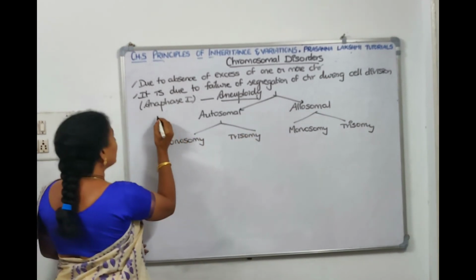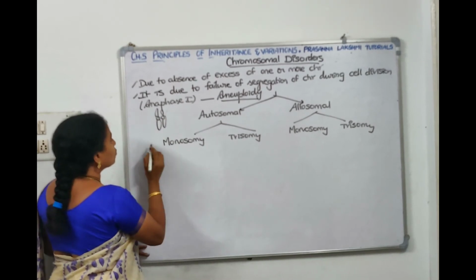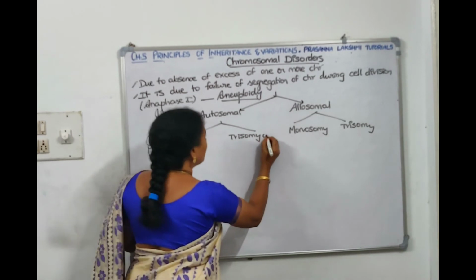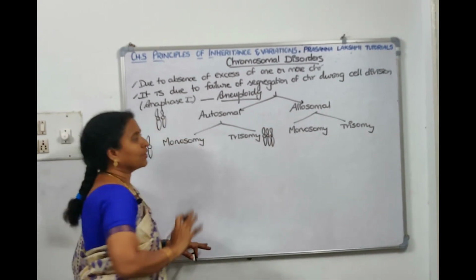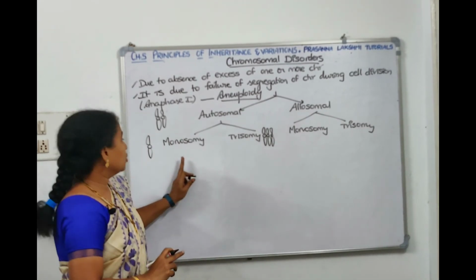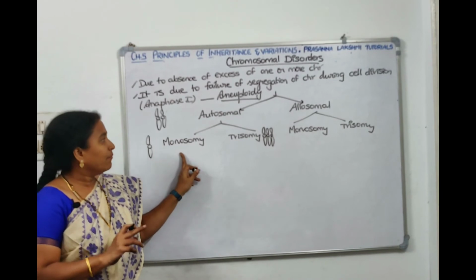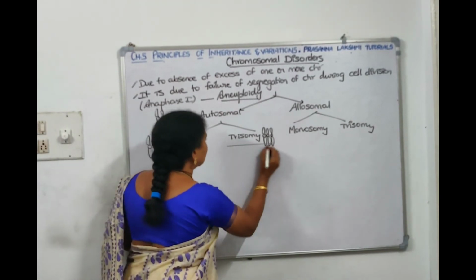Normal condition is like this, disomy. In monosomy, one chromosome is missing. In trisomy, 1, 2, 3 will be there. That is trisomy. Addition here, deletion here. Monosomy of autosomal, they did not mention. Coming to autosomal trisomy, we have 3 examples.